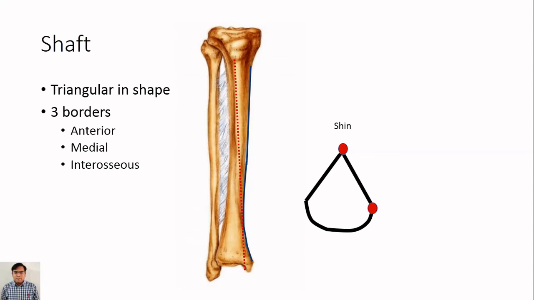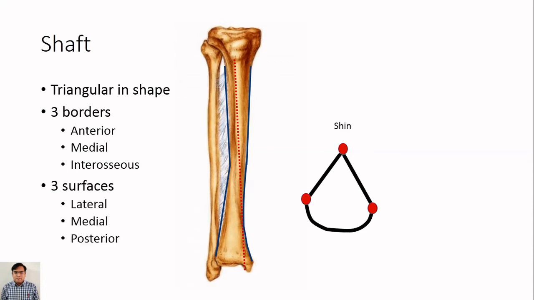This is the medial border, this one, and then the interosseous border towards the fibula, and it is covered with a membrane known as the interosseous membrane. It has three surfaces: lateral surface, medial surface, and posterior surface.